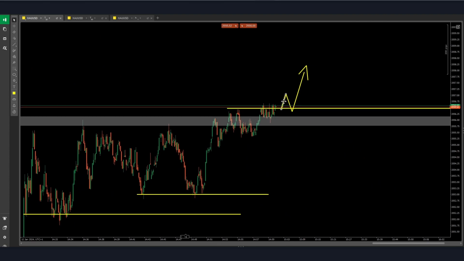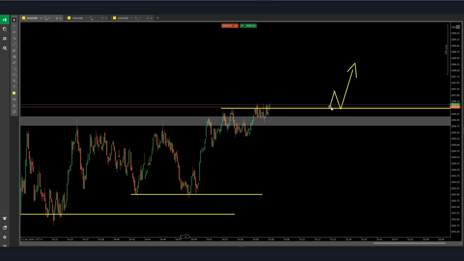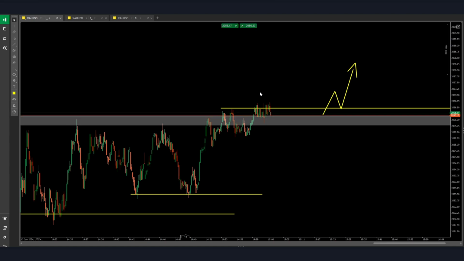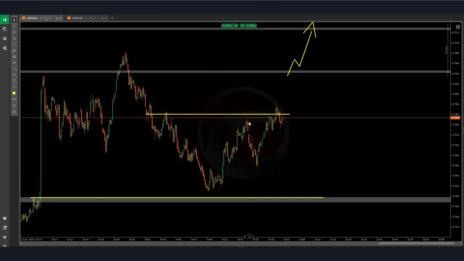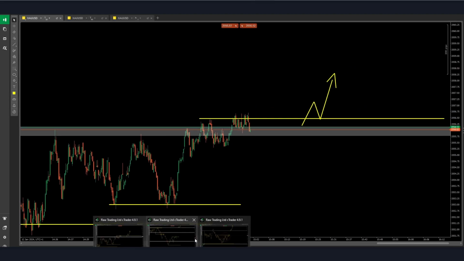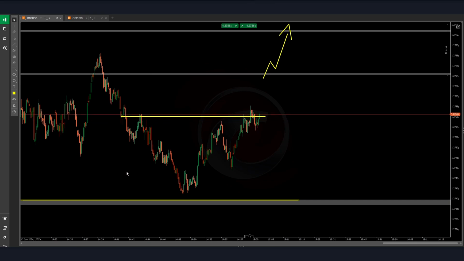For now there is no real confirmation of the bullish bias on gold, and GBPUSD is not really showing us any strength either. So let's see. Yeah, this is a new 4-hour, but we didn't see any huge increase in volume. So let's see what is going to happen.